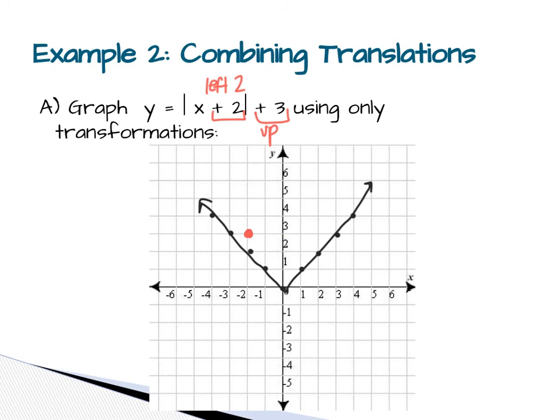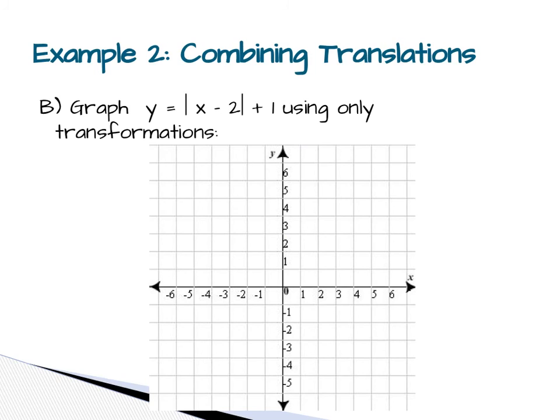Instead of 1, 1, I'm going to go up 3, left 2, new point here. Instead of 2, 2, I'm going to go up 3, left 2. 4, 4, up 3, left 2. And I have one side. Instead of negative 1, I'm going to go up 3, left 2, new point there. Instead of negative 2, I'm going to go up 3, left 2, new point there. Now you have your graph. You didn't have to make a table. You can make a table, but you're going to get the exact same points as if you just use the translations or the transformations.